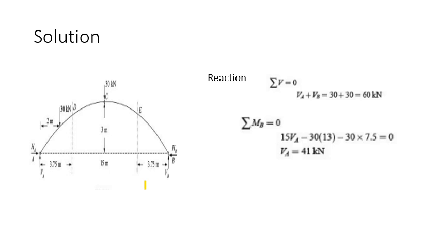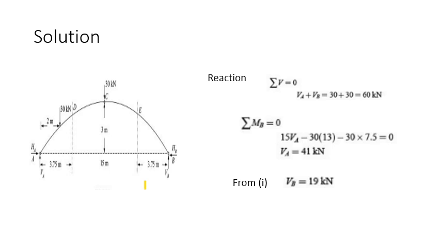Sigma MB is equal to 0, taking the moment about the end B: VA into 15 minus 30 into the distance of this 30 kilonewton from the end B, out of 15, if you take out 2, that is 13, minus 30 into 7.5, the 30 kilonewton acting at the crown. So from the end B, half of 15, that is 7.5. So we get VA as 41 kilonewton. From equation 1, VA plus VB is equal to 60. If you substitute VA, then VB is equal to 60 minus 41, that you get as 19 kilonewton.